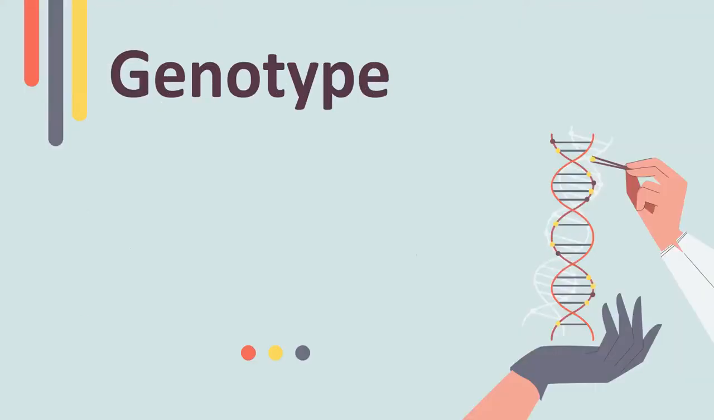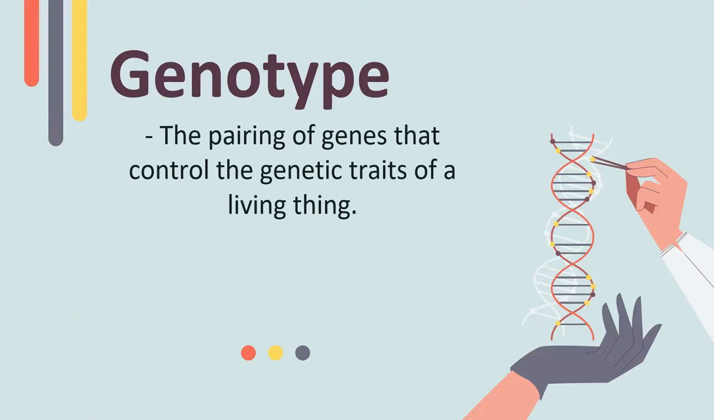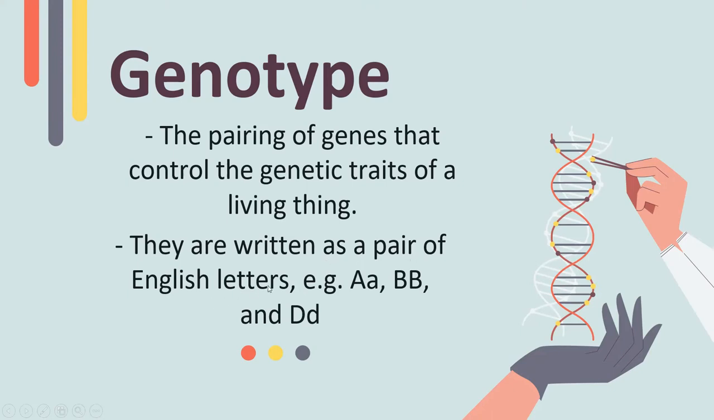We have also the genotype. Genotype is the pairing of genes that control the genetic traits of a living thing. They are written as a pair of English letters, like for example, big letter A and small letter A, and it can also be two capital letter B and capital letter D or small letter D.